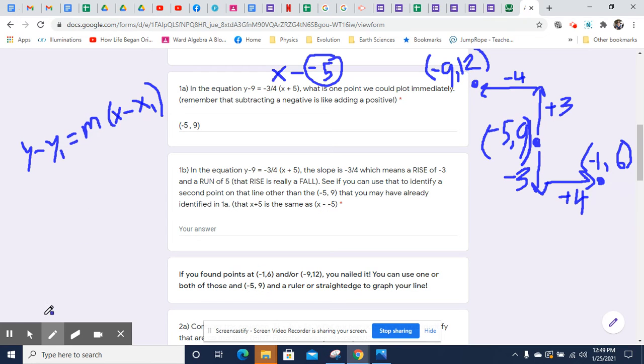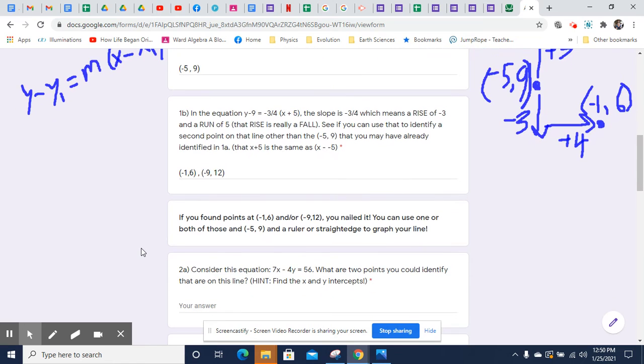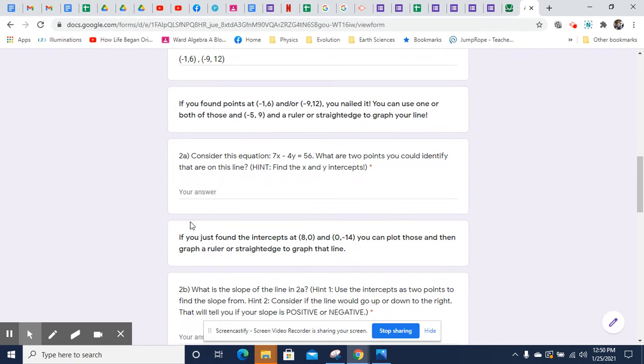You can draw a line through them using a straight edge, and so you can easily get negative 1 comma 6 and -9, 12 as additional points. Okay, and of course I give you an answer key right here for that. So then you just need a straight edge. You draw a line through them.